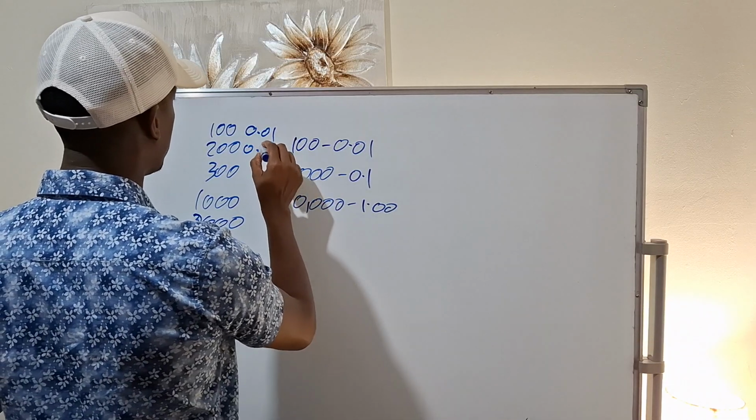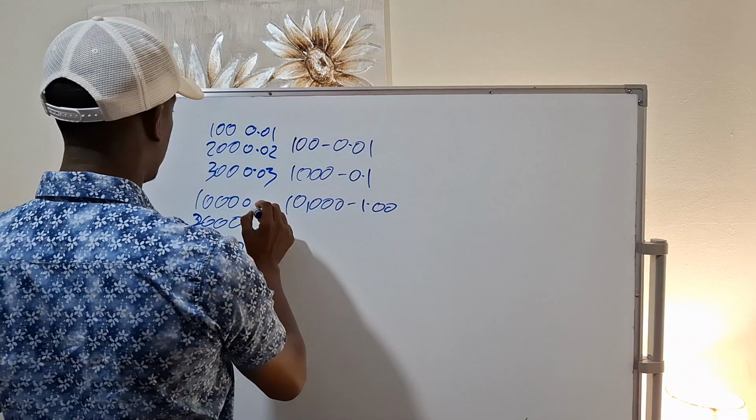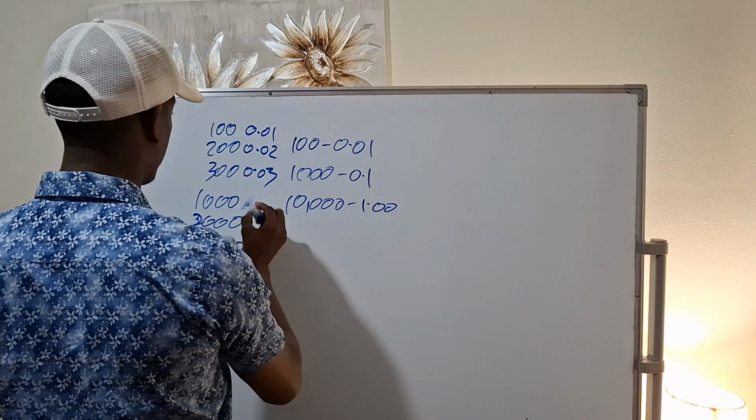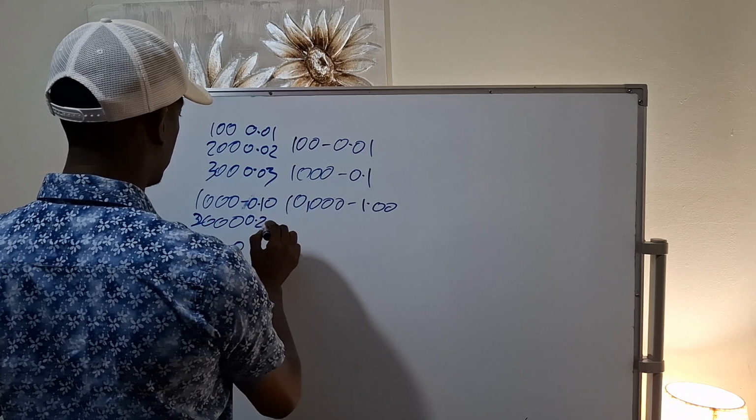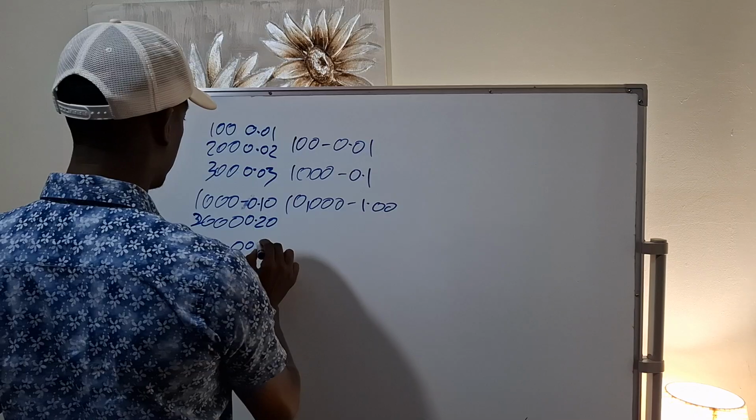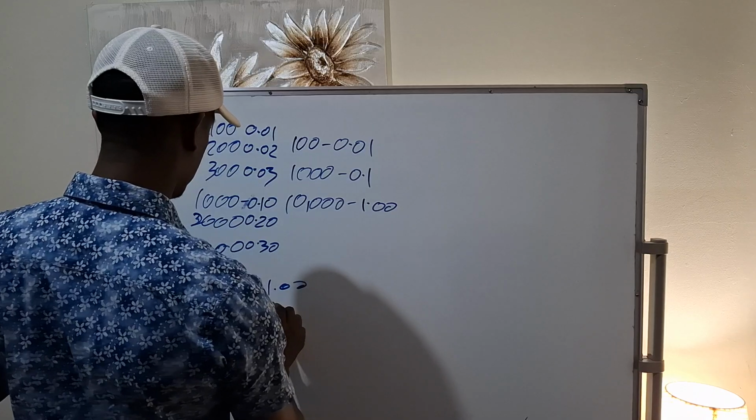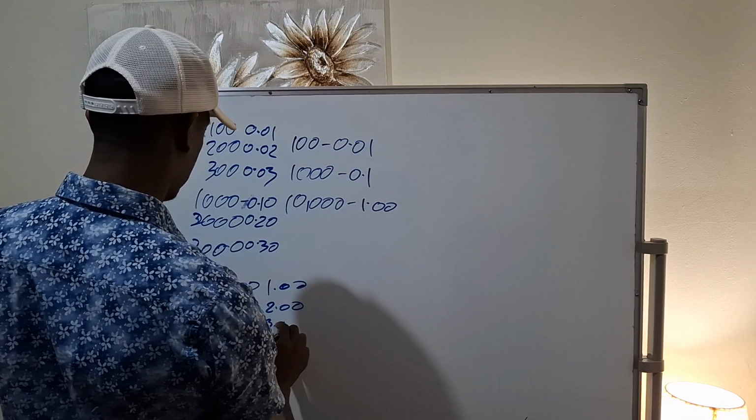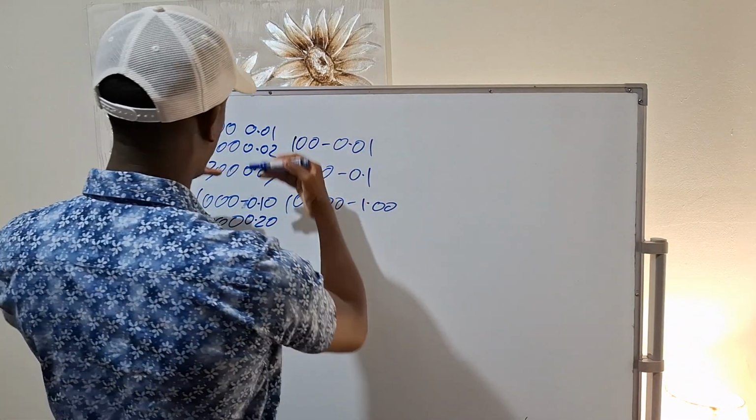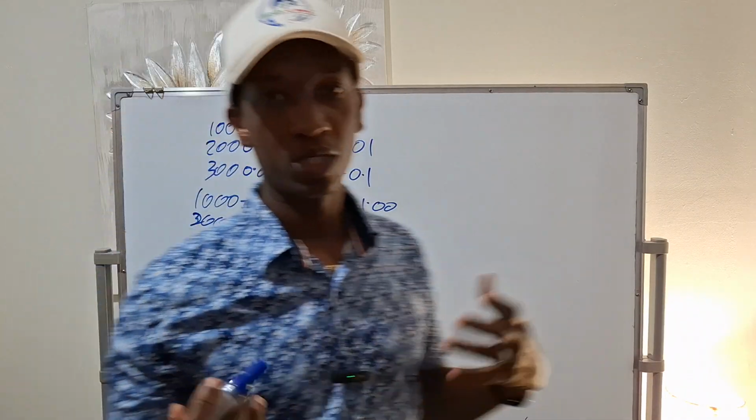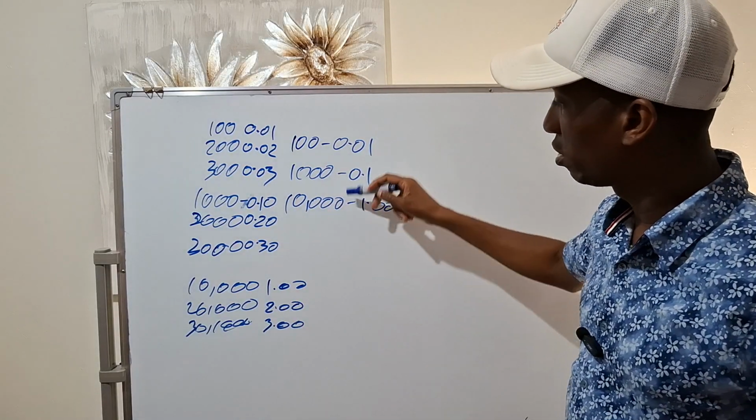0.01, 0.02, 0.03, and then 0.10, 0.20, 0.30, and then 1 standard, 2 standard, 3 standard. Alright, so they were told that once the account is increasing, what do you do? Once you're growing your account, increase the lot size.